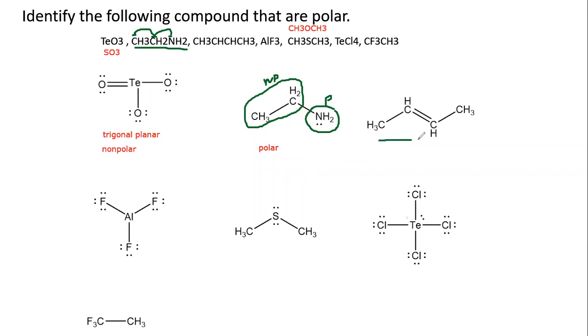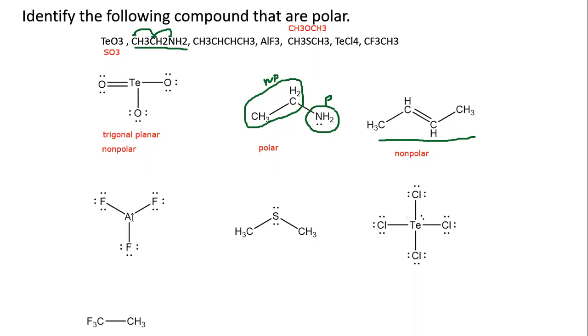We go to the third example, 2-butene. Here notice that all the bonds are nonpolar bonds. We have CH bonds, we have CC bonds. These are all nonpolar bonds. So this is going to be a nonpolar molecule. And just for your reference, anytime you see a pure hydrocarbon, which only contains carbon-carbon and carbon-hydrogen bonds, those are always going to be nonpolar.